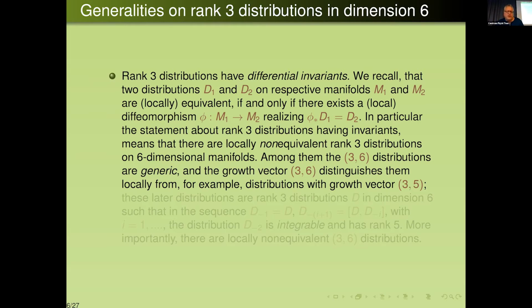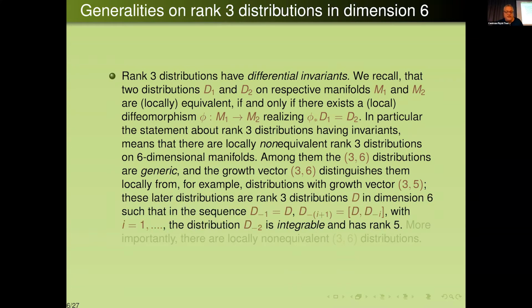And this growth vector distinguishes them locally from, for example, distributions with growth vector (2,3,5). So these (2,3,5) distributions in dimension six are rank-2 distributions in dimension six, such that in this sequence, this D^2 is integrable and has rank 5. But anyhow, I repeat, there are locally non-equivalent (2,3,6) distributions.